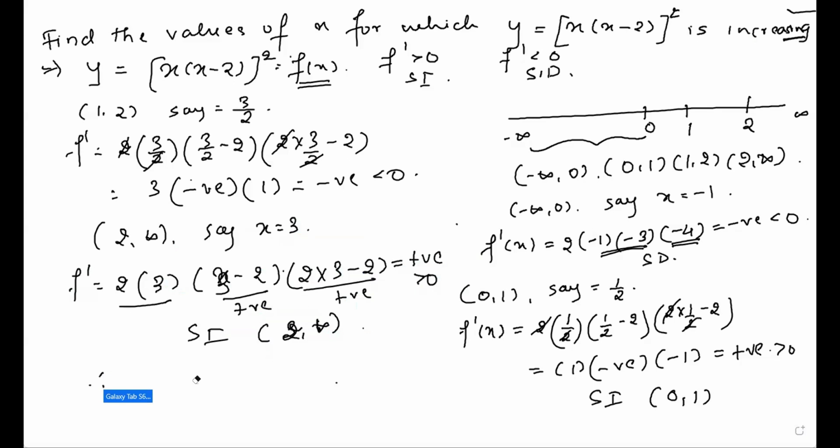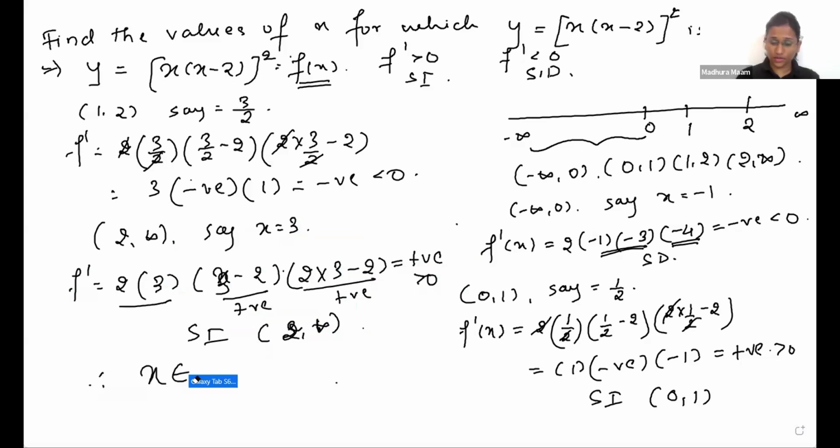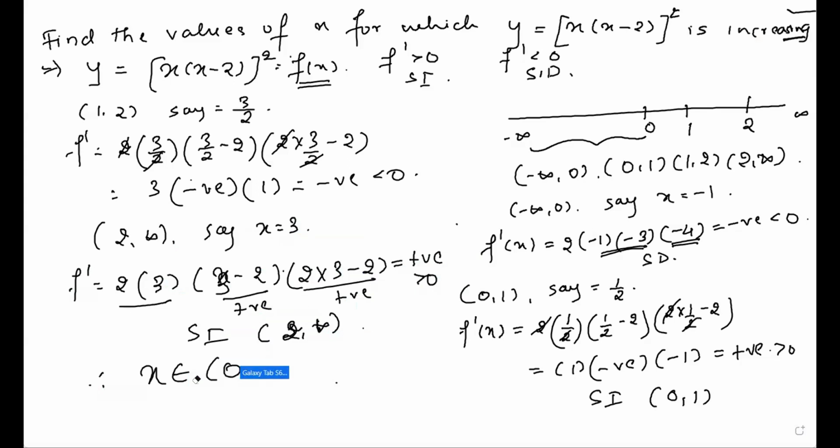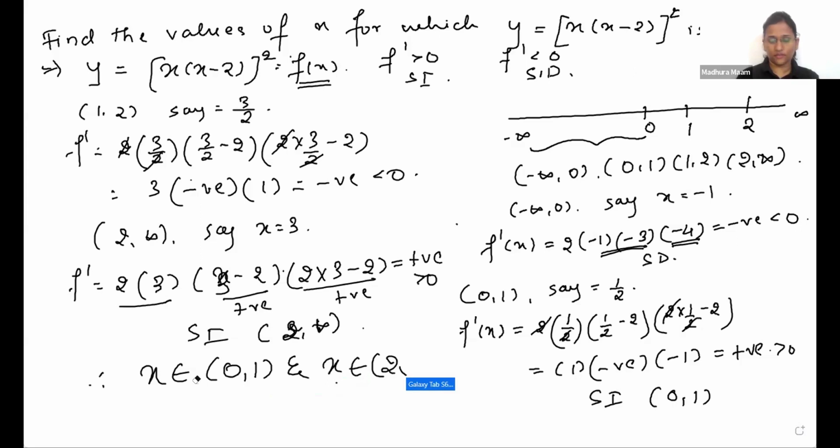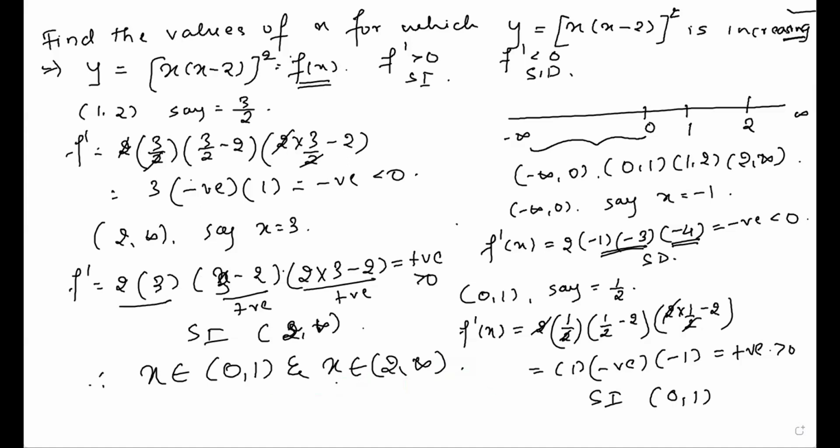Okay. Therefore, where all it is increasing, if x belongs to which interval was 0 comma 1, and x belongs to 2 to infinity. These are the intervals in which it will be increasing. Okay. So any doubts in this question to anyone again? No, ma'am. Any doubt to anyone? Yes. All 7 students, any doubts? No, ma'am.